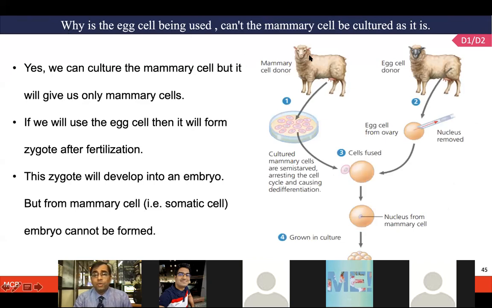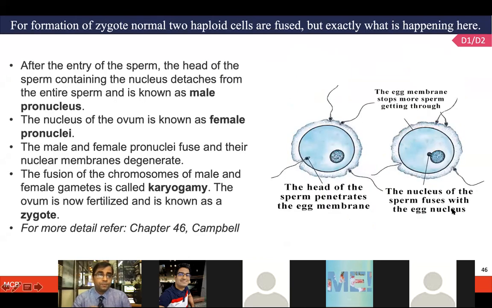Why is the X cell being used, why can't the memory cell be cultured as such? If you take only a memory cell, you can grow it, and the memory cell is one of the body cells which can continue growing. You can maintain that, but you can't make a clone from that. What you are trying to do here is take the X cell, because the X cell is the one that is going to make the zygote and develop the embryo. So the nucleus of the somatic cell was taken out and the egg was taken, so that now the embryo could be formed, and that resulted in this type of embryo.